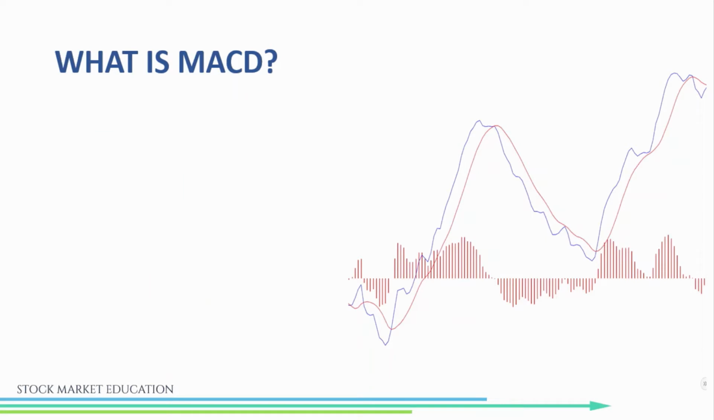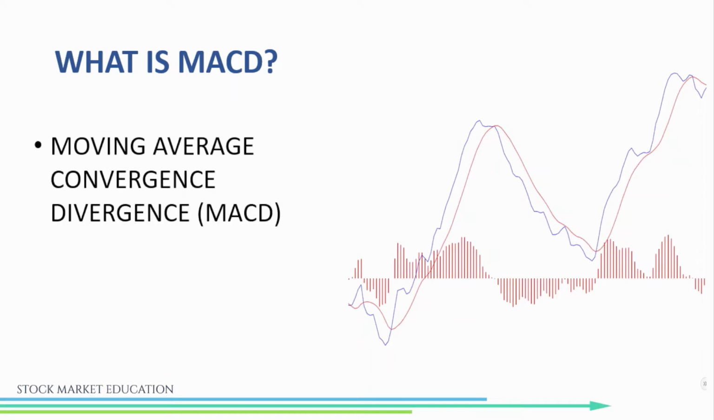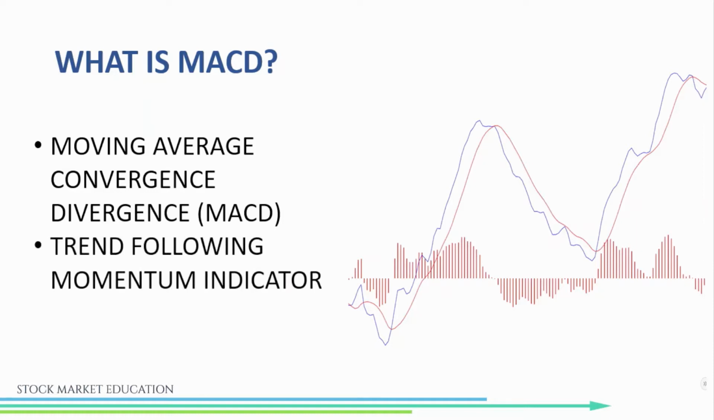Now what is MACD? MACD is moving average convergence divergence. It is also very famous as a trend following momentum indicator. Now what is trend following momentum indicator? That is, MACD is viewed or observed on one level higher time frame. We will see in details about the time frame in the next slides.